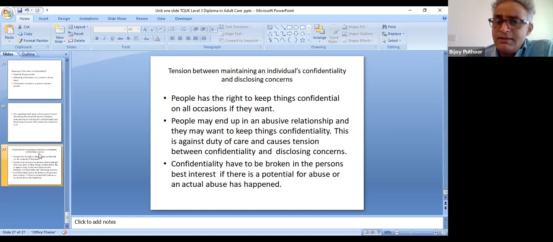So please remember that if there is a potential for abuse, or if there is an actual abuse happening, then you have to break the confidentiality and report it to appropriate people. That last point of reporting it to appropriate people is also important, which means that the person or people that you're reporting to has to be appropriate.